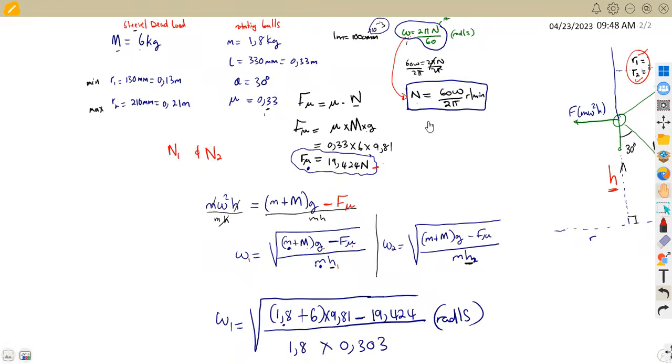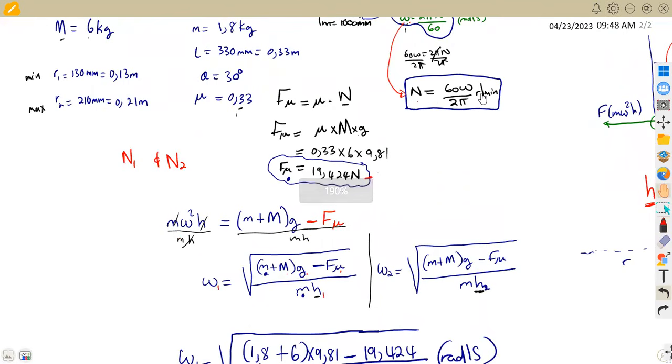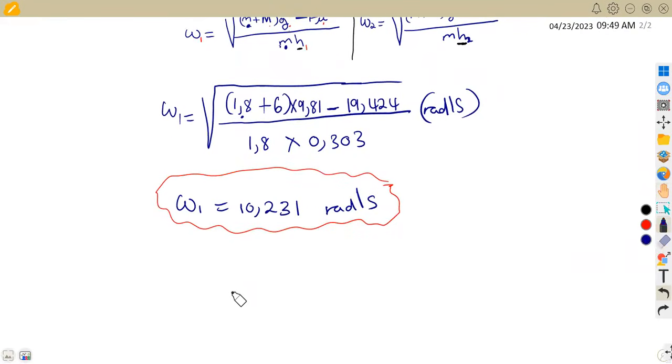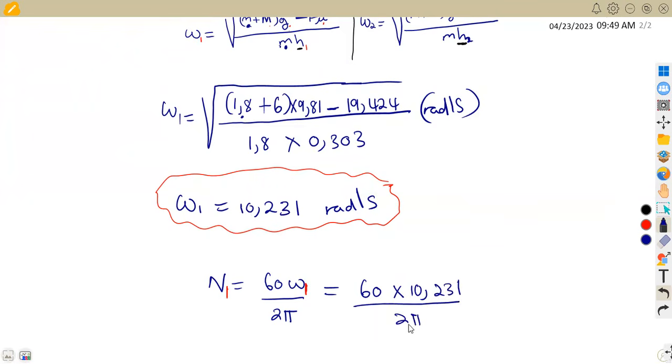And I said we can calculate n here in revs per minute from 60 omega over 2 pi. So we're going to use this formula to calculate n, since we have got the speed now. So our n from the formula is 60 omega over 2 pi. You can substitute the omega that we got, which means if you are calculating N1, you use omega 1. So this is going to be 60 times omega 1, which is 10.231, everything over 2 pi. So this is going to give us N1 in revs per minute.